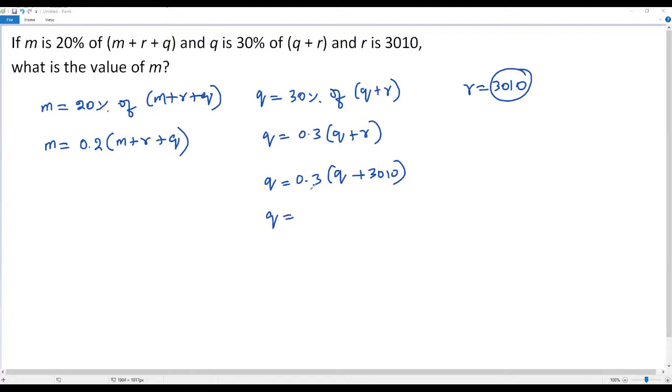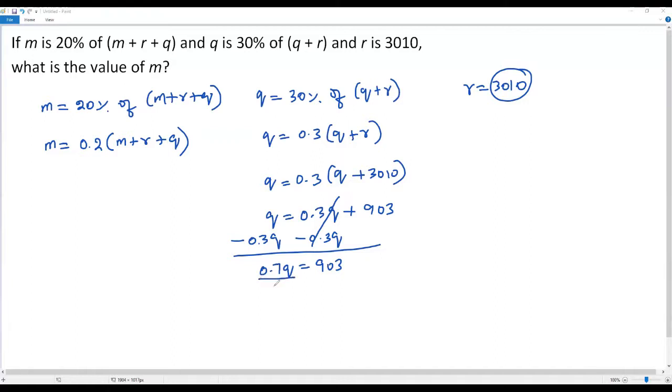Now I can distribute this 0.3 to this Q, then I'm getting 0.3Q. When I distribute this 0.3 to this 3010, I'm getting 903. Now let me subtract 0.3Q from both sides to solve for Q. When I do so, the positive and negative values will cancel out, and when I simplify 1Q minus 0.3Q, I'm getting 0.7Q equals 903.